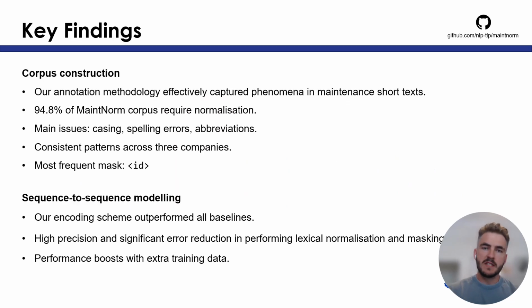The main findings of this study indicate that our methodology for annotating maintenance short texts was effective in capturing relevant phenomena and is reproducible. Almost the entire text required normalization, with the main issues being casing, spelling errors, and abbreviation expansion. These issues were consistent across all company splits for our particular maintenance context, with the most frequent mask or token-level tag relating to alphanumerical identifiers within each organizational dataset.